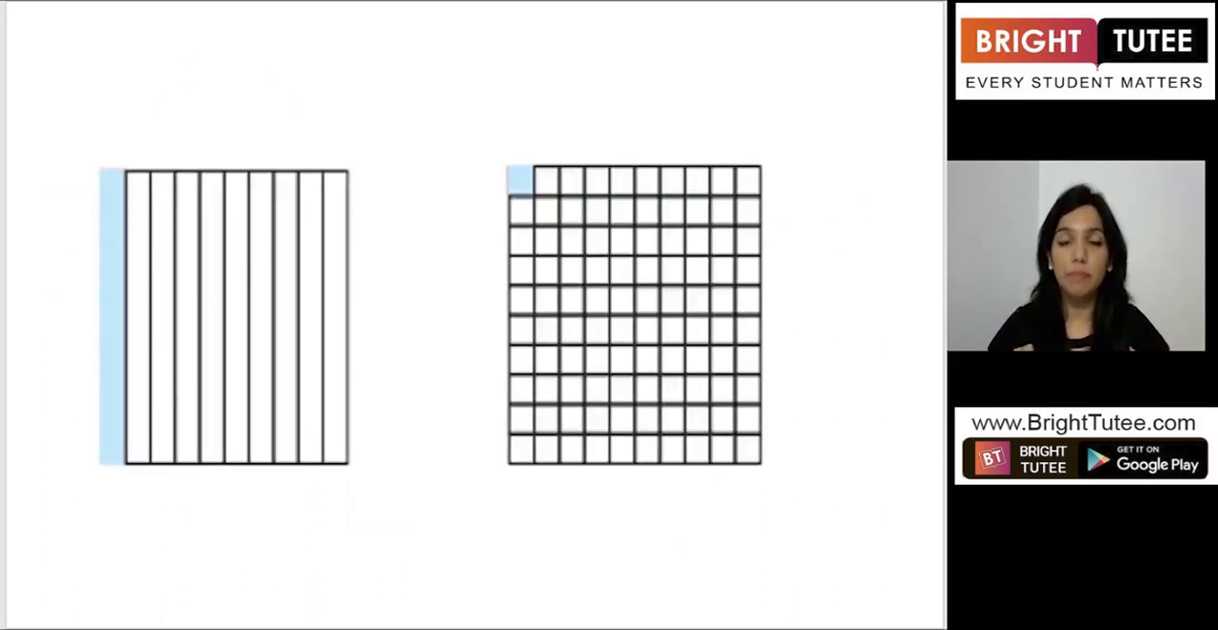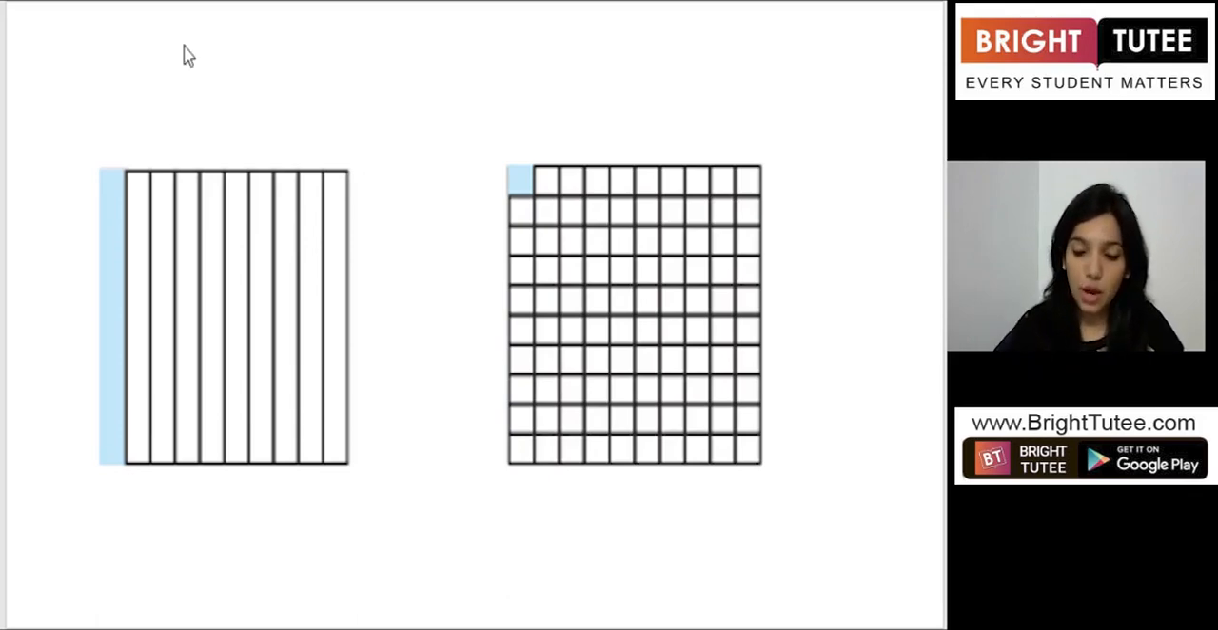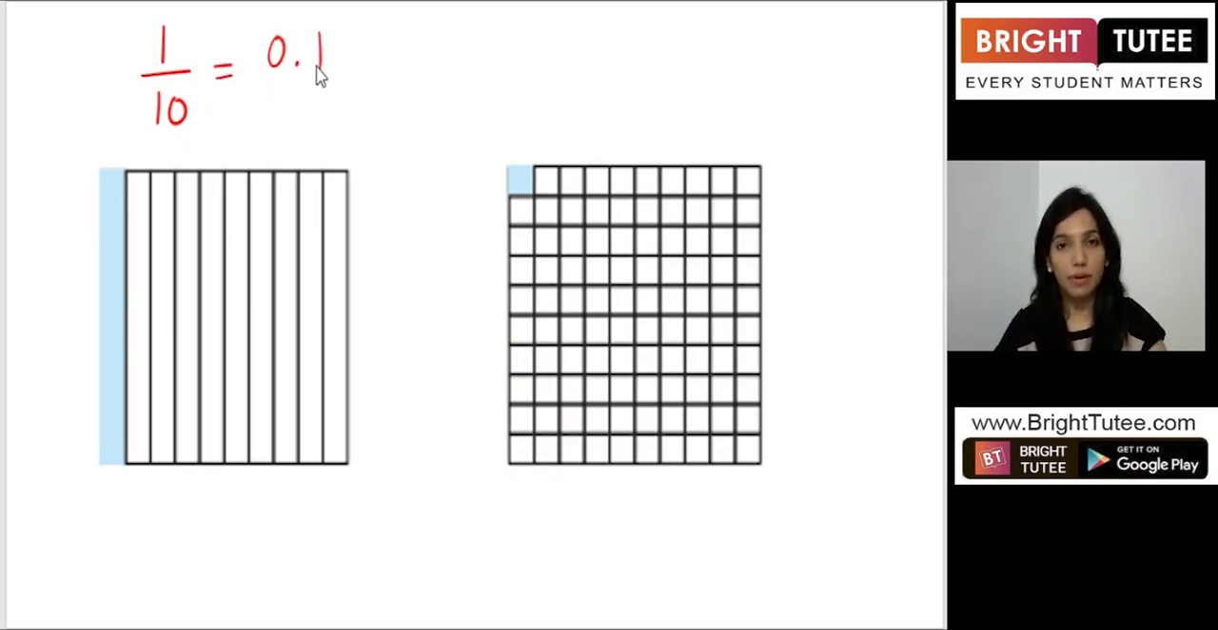Now look at this picture. Using these pictures, we are going to see how we compare decimal numbers. Can you tell me how you write the first image as a fraction? Here, out of 10, one part is selected, or shaded. So we write this in fraction as 1 over 10. How do we write this in decimal numbers? 1 over 10 is written as 0.1 in decimals. Am I right?